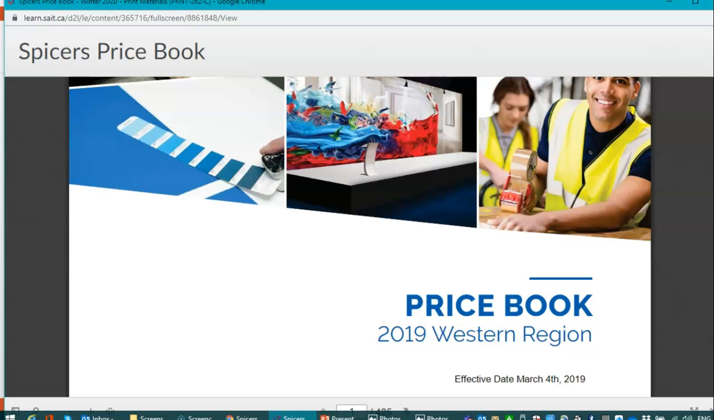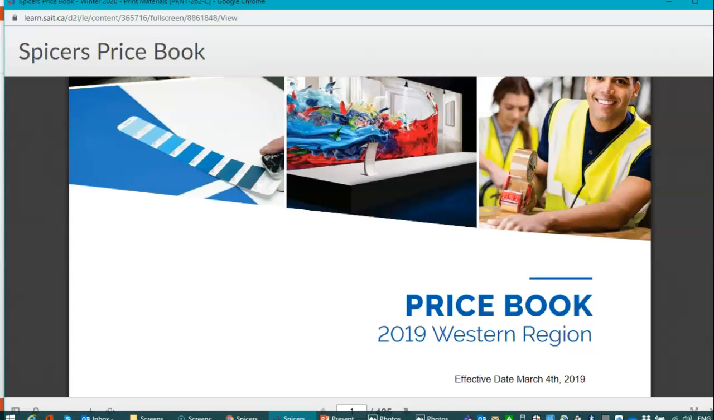So the Spicer's Price Book, there are a number of paper suppliers within the city of Calgary and the world. Spicer's is probably the bigger one in the city of Calgary. That said, all the price books read really similarly. So once you know how to maneuver through the price book, know the important information, know how to navigate through it, you'll be able to deal with anybody, white papers and other paper suppliers.